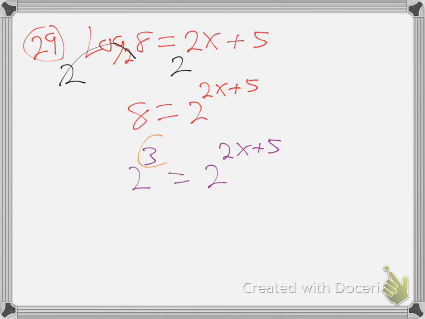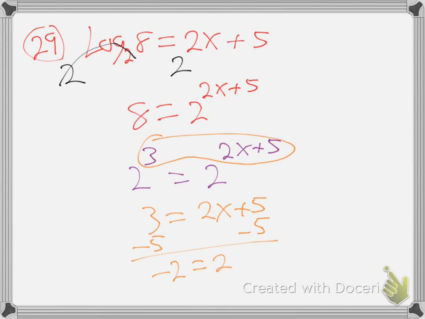And then you set the powers. There's a lot more steps this way, though. And then, right, because when the bases are the same, then you can set the powers equal. Then you solve for x. Subtract 5. Negative 2 is 2x. Divide by 2. X is negative 1. Either way, formal or informal, x is negative 1. Is that good? Questions I can answer?